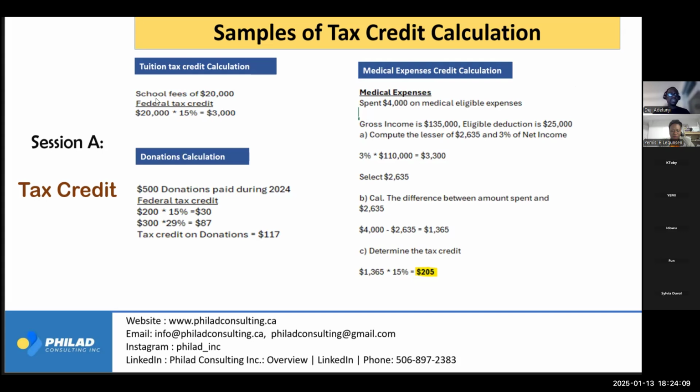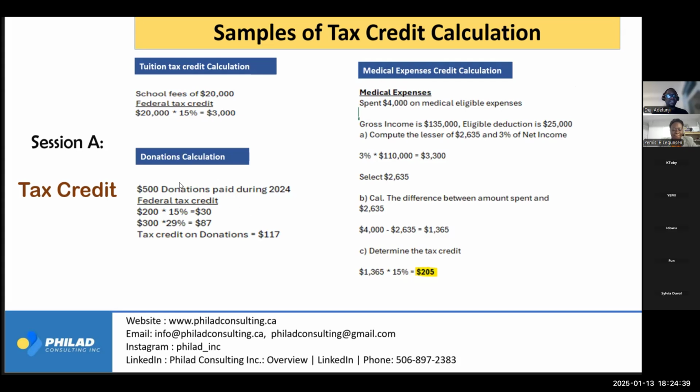On my left, you see someone paid school fees of $20,000 in 2024. What's the tax credit the person can apply to their tax payable? 16% of $20,000, which is $3,000. For example, when you have a tax to pay of $6,000, remove $3,000 from it, you just pay the $3,000 left. Remember, this tuition credit is a non-refundable tax credit.